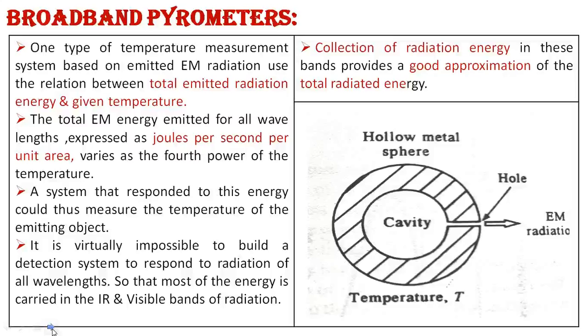A system that responded to this energy could thus measure the temperature of the emitting object. It is virtually impossible to build a detection system to respond to radiation of all wavelengths, but most of the energy is carried in the IR and visible bands of radiation, and collection of radiation energy in this band provides a good approximation of the total radiated energy.